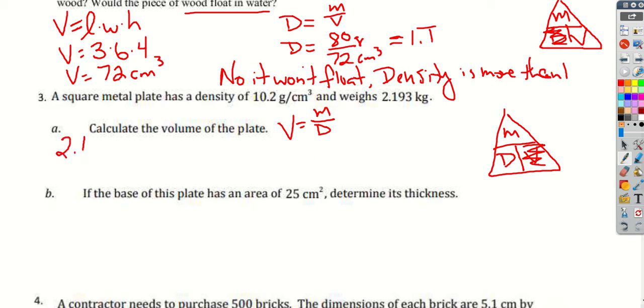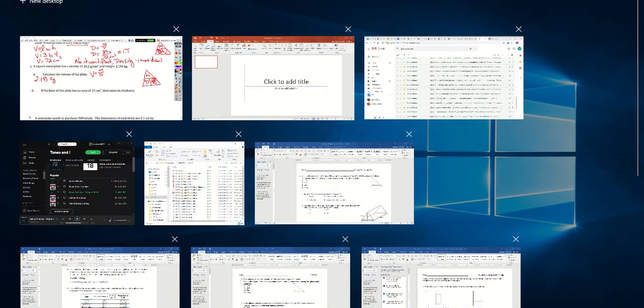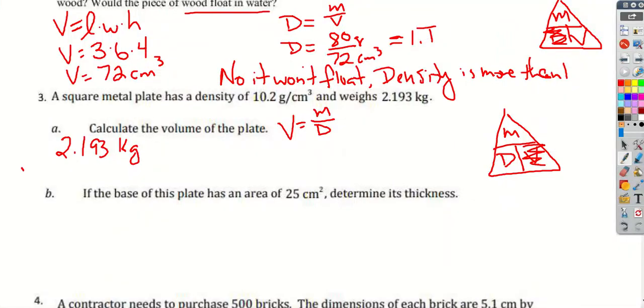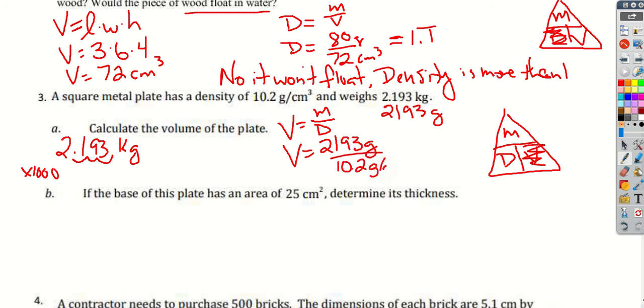So 2.193 kilograms. And remember, we're going from a bigger unit to a smaller unit. I'm going to move the decimal to the right. So I'm going to multiply times 1,000 here. So I move my decimal point 3 spots over to the right, and this is actually equal to 2,193 grams. So my volume is equal to 2,193 grams divided by 10.2 grams per centimeter cubed. And this volume is going to be in cubic centimeters.